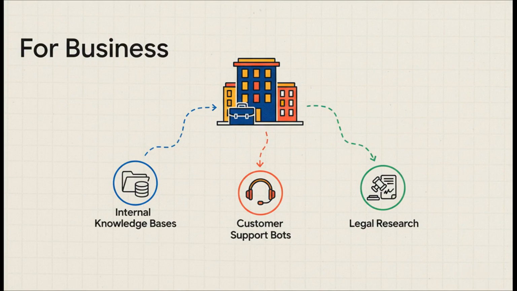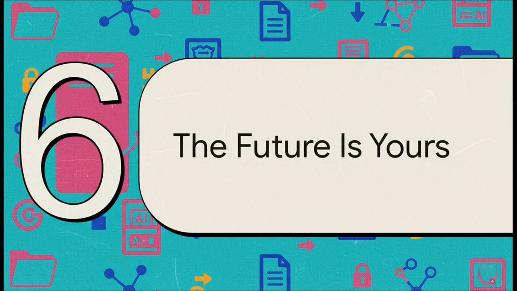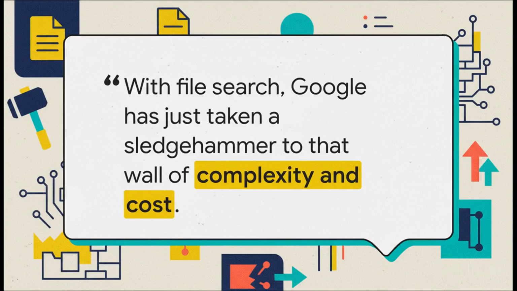The possibilities are huge. So, when you put all of this together, the simplicity, the speed, the price, it's clearly more than just another tool. This really feels like a fundamental shift in what it takes to build smart, context-aware AI applications. And I think this quote just nails it perfectly. For so long, the ability to build an AI that could genuinely understand your private data was locked away behind this massive wall of complexity and cost. And with file search, Google has just taken a sledgehammer to that wall.